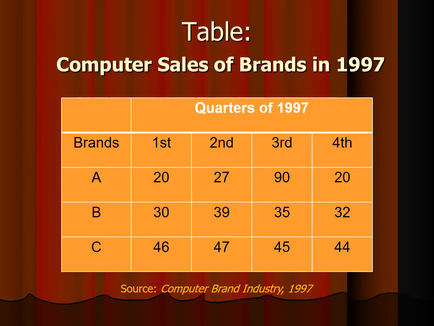Let's see the first one. Ini saya ada contoh satu. Computer sales of brands in 1999. Kita lihat, we have got 3 brands. Ada brands A, B, or C. Okay, and quarters. Di tahun 1997 ada 4 quarters. First, second, third, and fourth quarters. And can you see under the table? Di bawah bagian tabel itu ada source, ada footnote-nya ya. Computer brand industry in 1997. Okay.